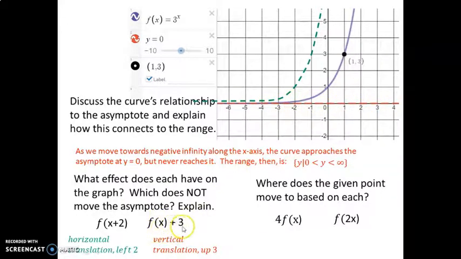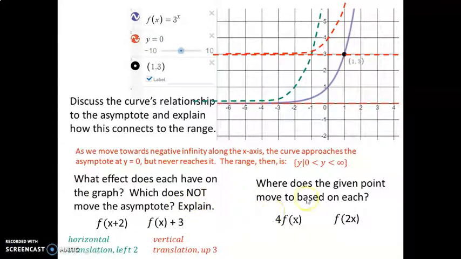Now, f of x plus 3. Now we're adding a number to the entire function, so we're adding numbers to y. And that means the entire function goes up. It's a vertical translation, up 3. So whenever we see a number added to the function, we're moving it up or down. So in this case, we move up 3 units. You see the curve ends up here. And now the asymptote does move, because if the whole curve moves up, then the asymptote also travels up with it, and the asymptote is now here at y equals 3.